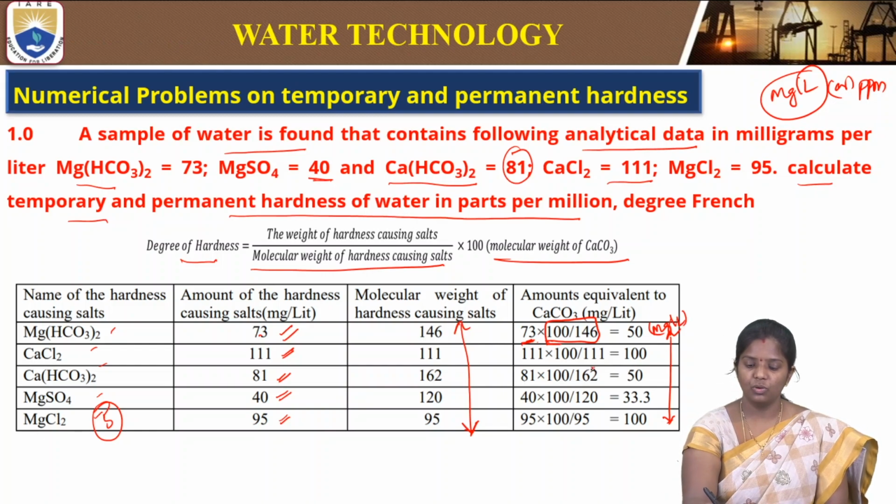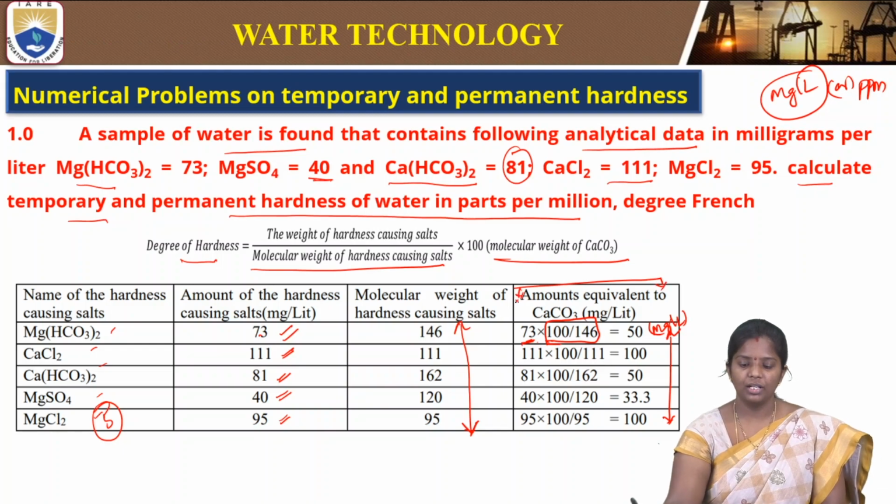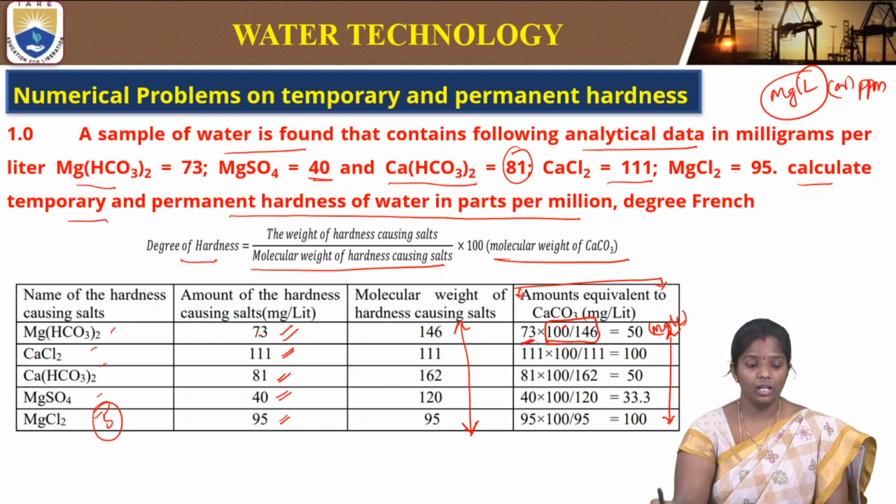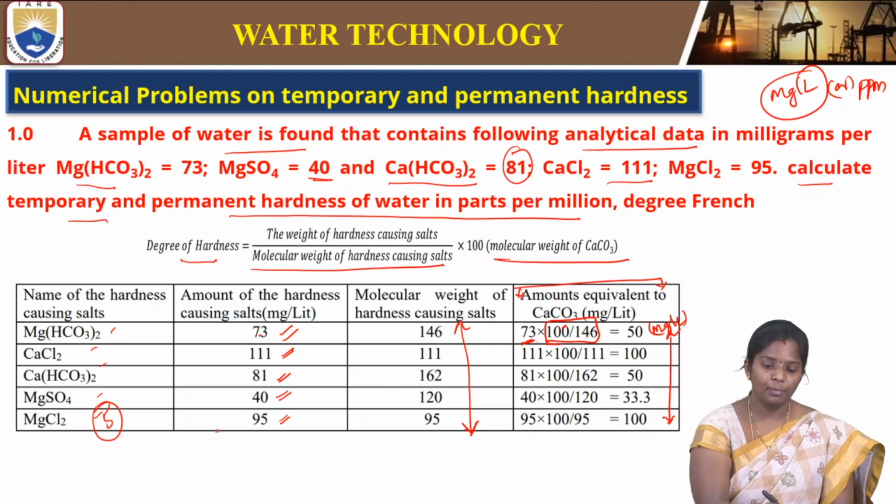Whatever amount we get is nothing but the amount equivalent to calcium carbonate present. So we are converting into calcium carbonate by dividing with the molecular weight of the salt and multiplying by 100, the molecular weight of calcium carbonate. Now we will calculate the temporary and permanent hardness of that particular water sample. So what are the causing salts?